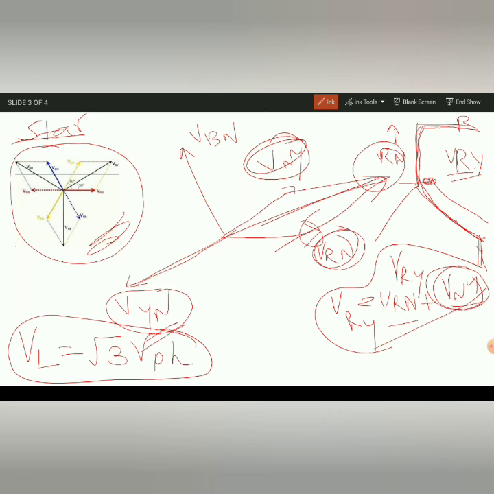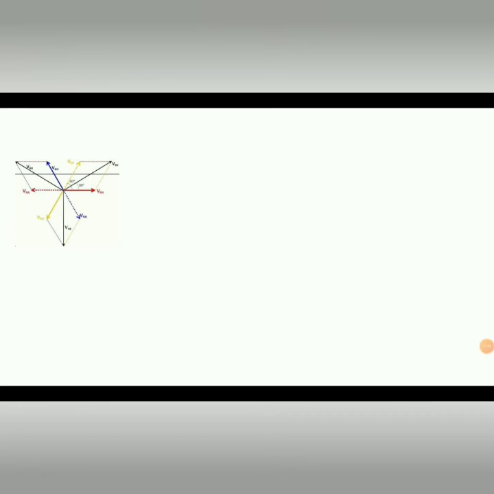Same thing we will draw for delta, but replace the phase voltage with phase current, then you will get a relation for line current, and it will be the same formula. So here line current is equal to root 3 times phase current, that's it. Now let me zoom this and show it to you. I'm not able to zoom it. See here, VRN.